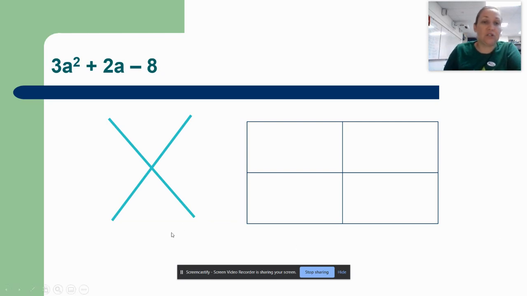Again, I'm going to start by taking my first number. This time, it's 3. So I'm going to take my first number, 3, and multiply it by my last number, which is technically a -8. So 3 times -8 will make a -24 up here.